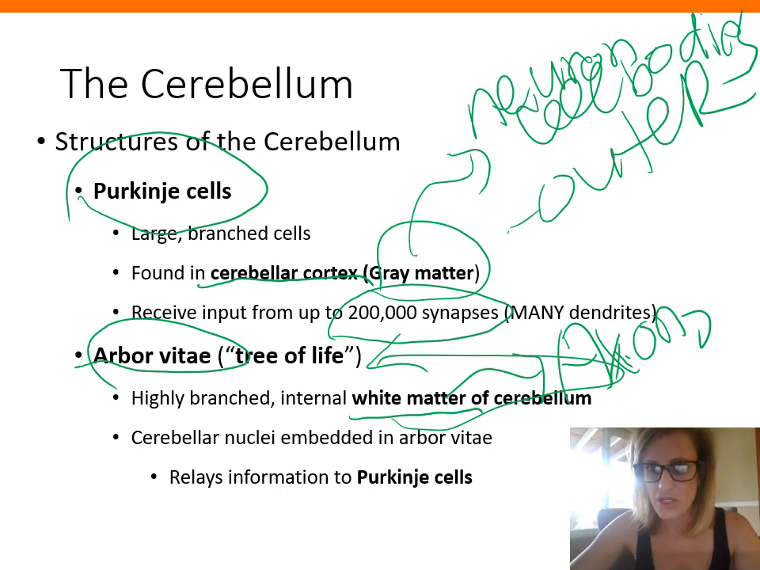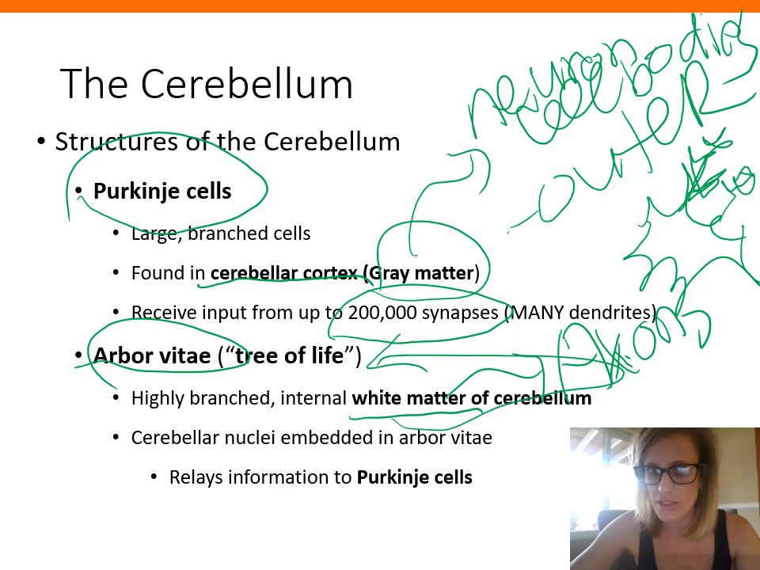So your Purkinje cell, the cell body's like this, and then the axon goes off. And the dendrites over here are where the messages are coming into this neuron.